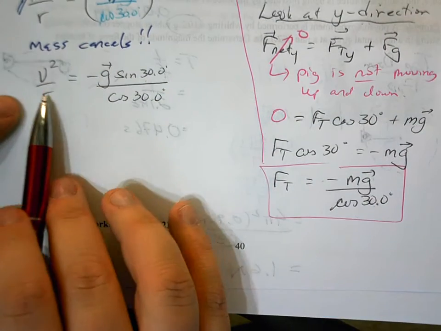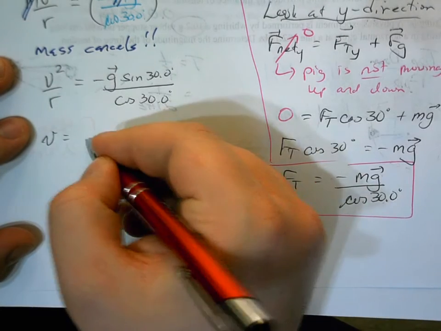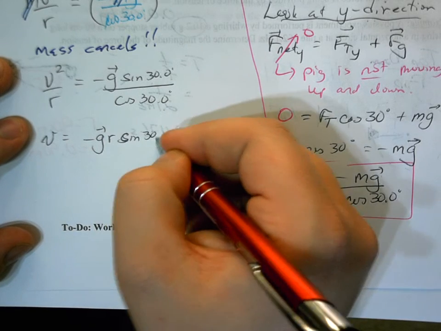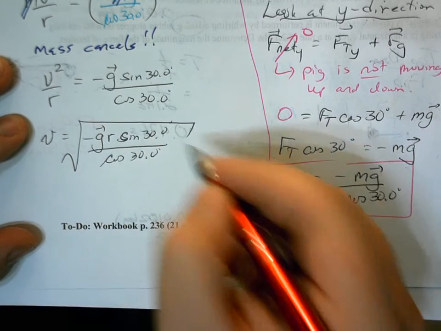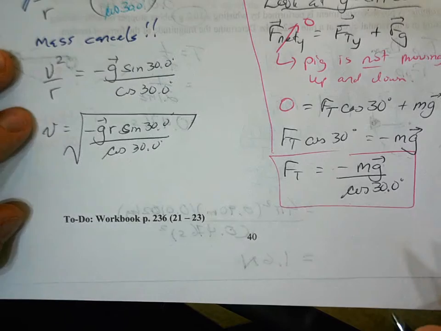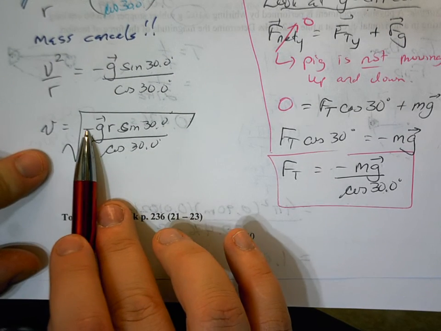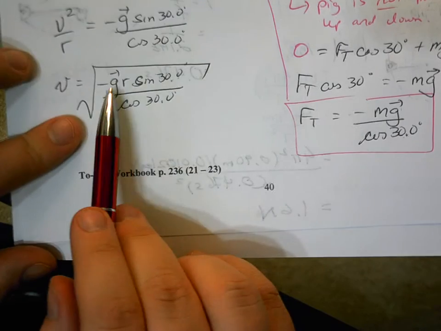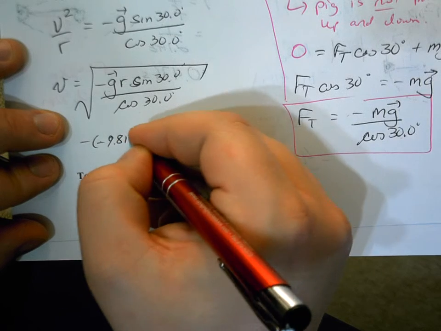To solve for v, we're going to multiply both sides by r, and then we're going to square root. So v is going to be the square root of negative g times r times sine of 30 degrees divided by cos of 30 degrees. If you want to simplify sine over cosine to tangent, go nuts. Again, we may see that that negative there is going to cause some issues, but g is the vector. We called up positive in our conventions. That means g has to be negative 9.81. So that's going to take care of that negative for us.